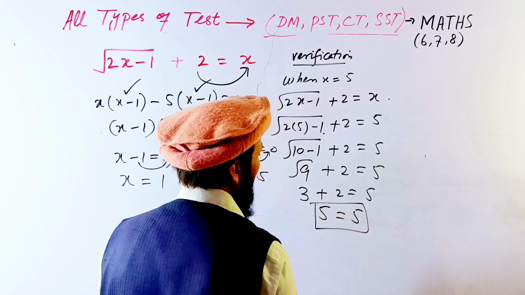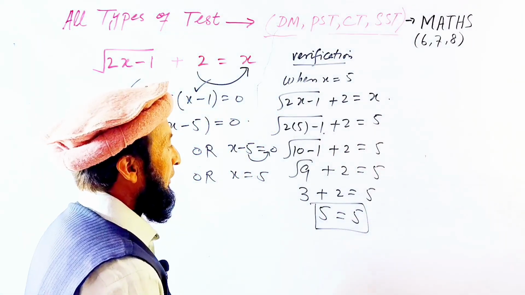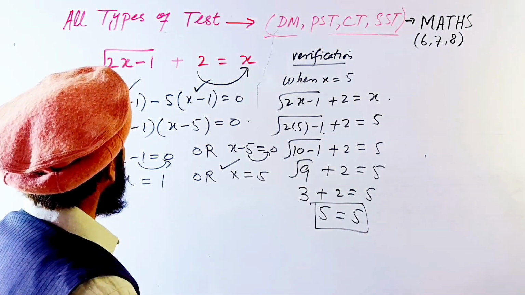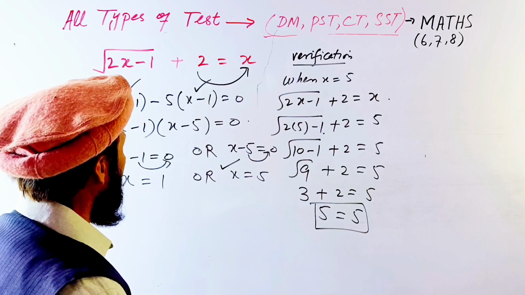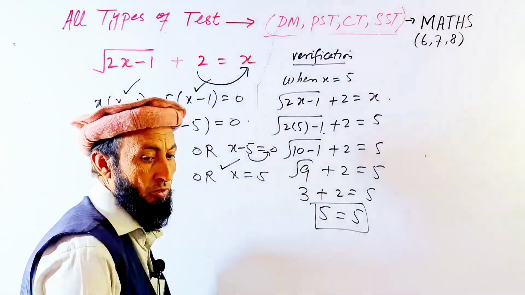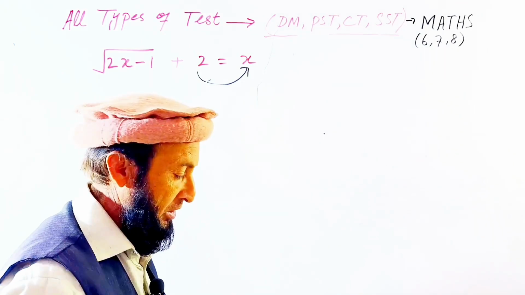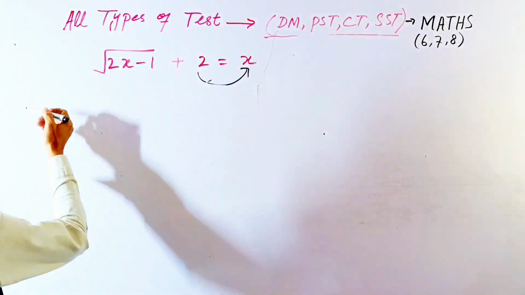So it means that our solution is x equals 5. But x equals 1, if we put it here, the solution does not exist. They are not the same, so they are extraneous roots. Now the substitution method, the second method.